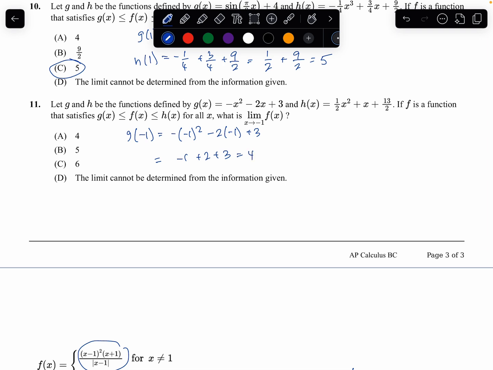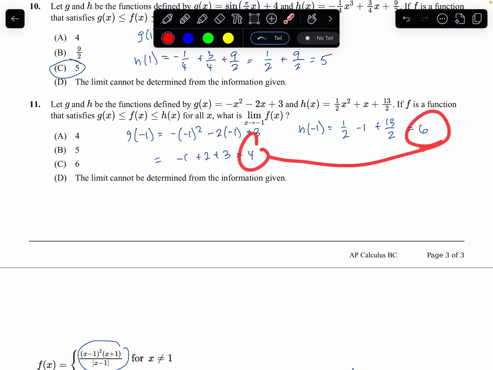And then h of -1, which would just be 1/2. If I plug in -1 there, that becomes +1, so that becomes 1/2. If I plug in -1 here, that just becomes -1 plus 13/2. So that becomes 7 minus 1, so that becomes equal to 6. So they are not equivalent to each other, if I did that correctly.